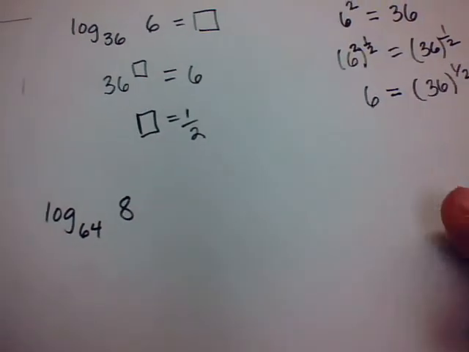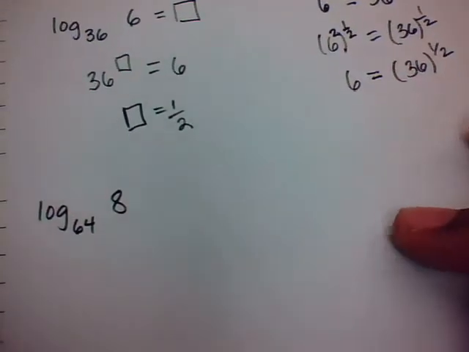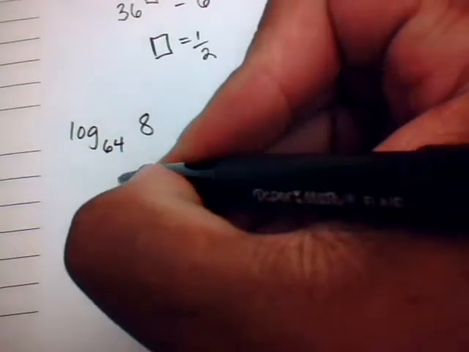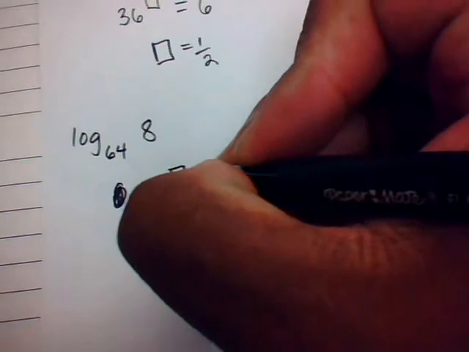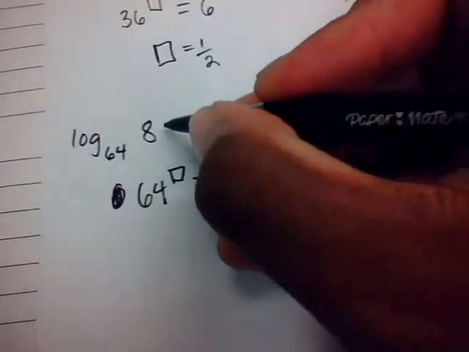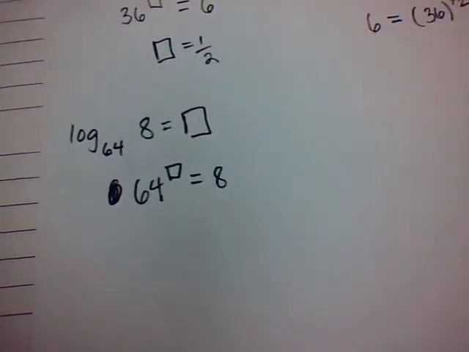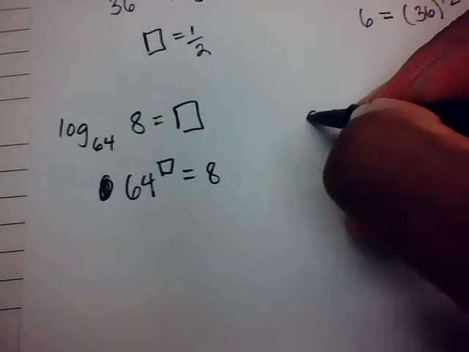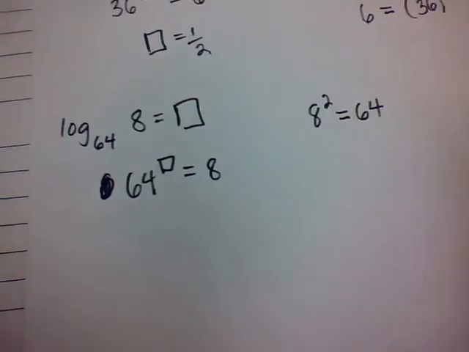Another example would be log to the base 64 of 8. In other words, 64 to what power would give me the answer of 8. So again, we're finding the missing exponent. I know for a fact that 8 to the second, which is 8 times 8, gives me 64.